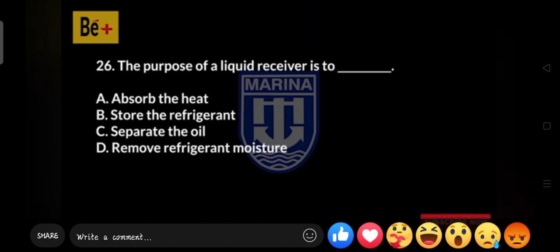The purpose of a liquid receiver is to A. Absorb the heat. B. Store the refrigerant. C. Separate the oil. D. Remove refrigerant moisture.